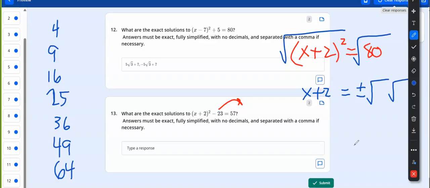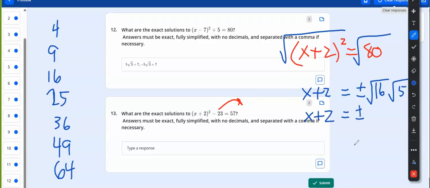Is it 4? It's bigger than 4. 16. Yep, 16 goes in 5 times. So now we have x plus 2 equals what?